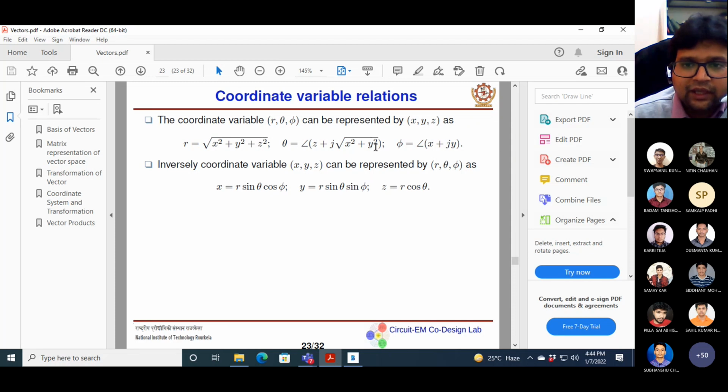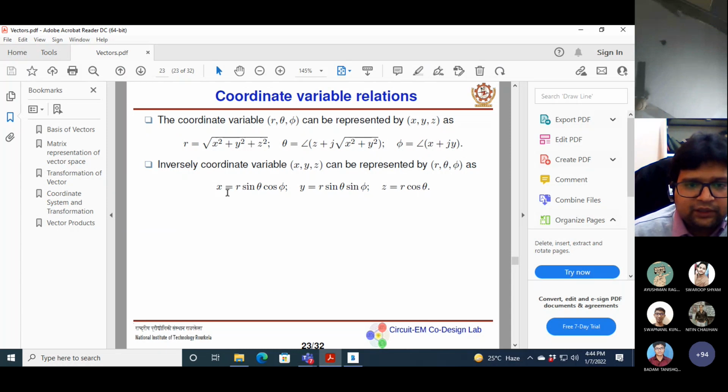Okay, and phi is equal to the angle of x plus jy. Okay, so it is basically the angle of x plus jy, and theta is equal to the angle of z plus j square root of x square plus y square. And in an inverse way, we can write that x is equal to r sin theta cos phi, y is equal to r sin theta sin phi, and z is equal to r cos theta. Okay. So in this way, you can change from one coordinate variable into another coordinate variable. So this is the transformation of coordinate variable.